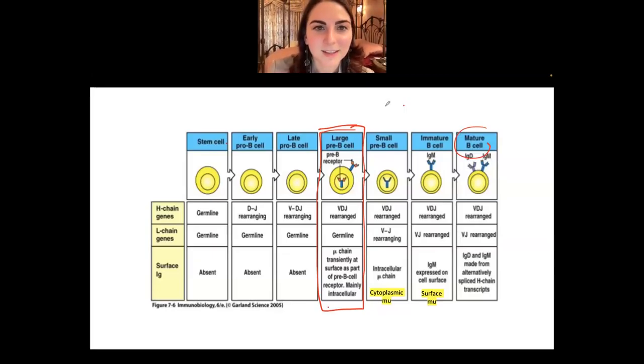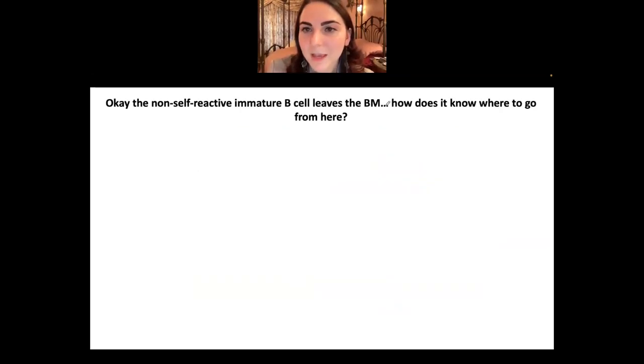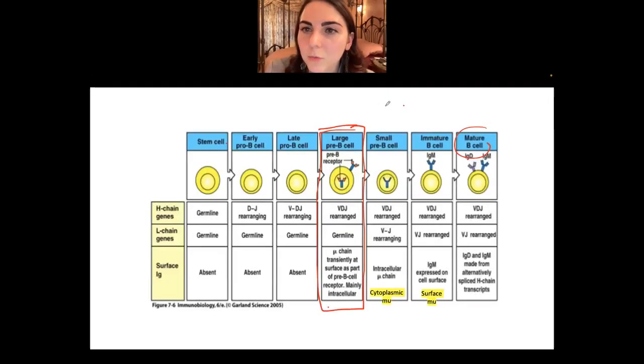Okay. So that was VDJ. Isn't there a rearrangement happening during large pre-B? What rearrangement's happening during large pre-B? There's no rearrangement happening during large pre-B. This is when we have VDJ rearranged, we have our heavy chains completely rearranged, and then the B cell tacks on a surrogate light chain, and then it just undergoes proliferation, and then the small pre-B undergoes VJ rearrangement.